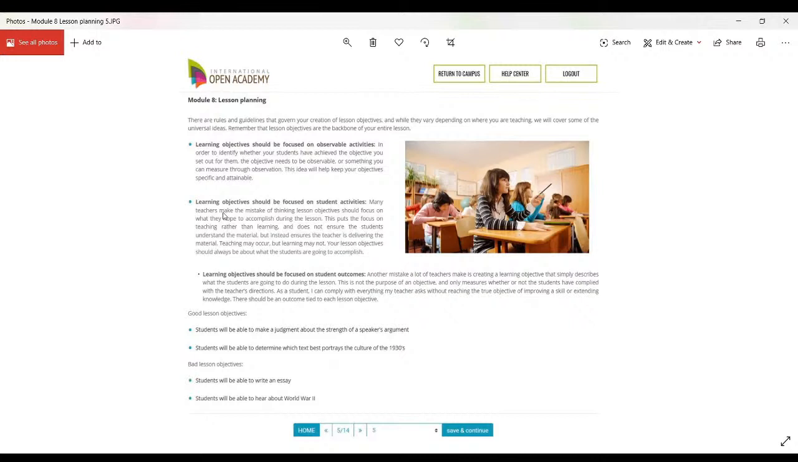Next, learning objectives should be focused on student activities. Okay, many teachers make the mistake of thinking lesson objectives should focus on what they hope to accomplish during the lesson. Okay, this puts the focus on teaching rather than learning and does not ensure the students understand the material, but instead ensures the teacher is delivering the material. Teaching may occur, but learning may not. Your lesson objectives should always be about what the students are going to accomplish.